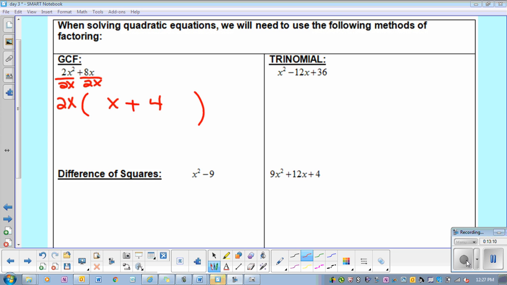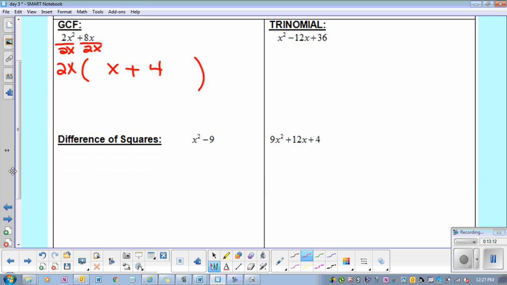Okay. So let's go on to difference of squares. X squared minus 9. How do we do that? Double parentheses, opposite sign, square root. X plus what? X plus 3. And x minus 3.